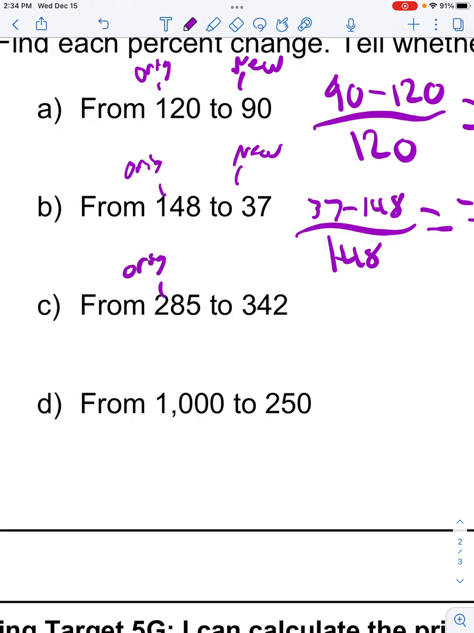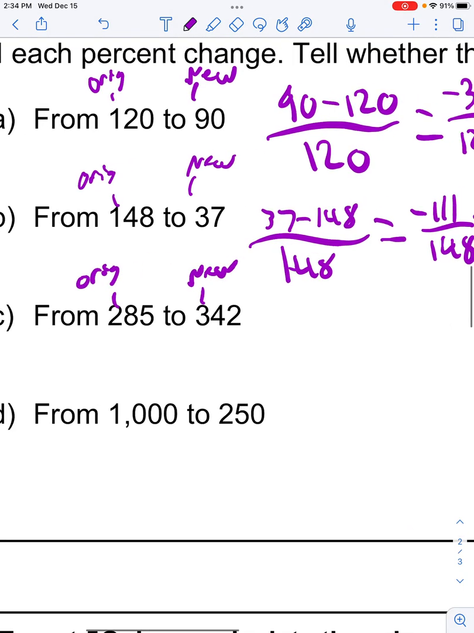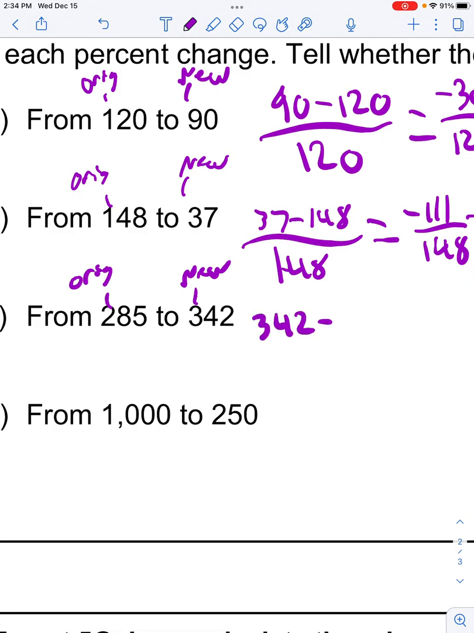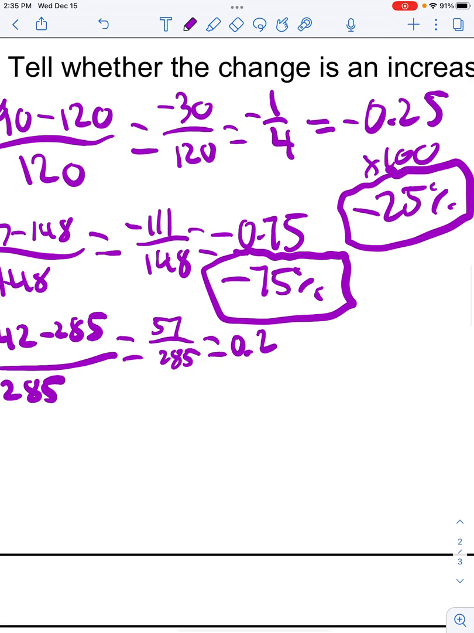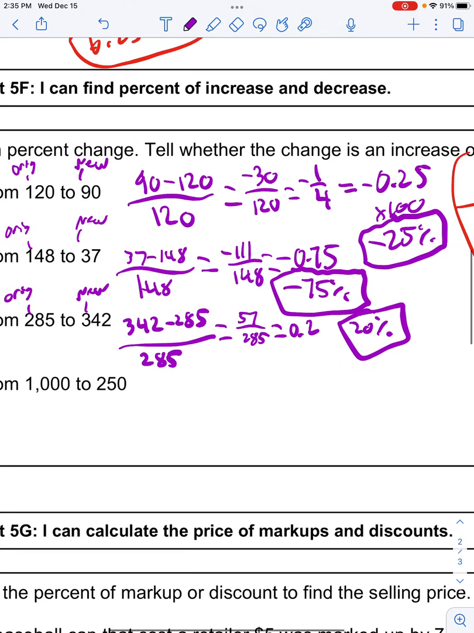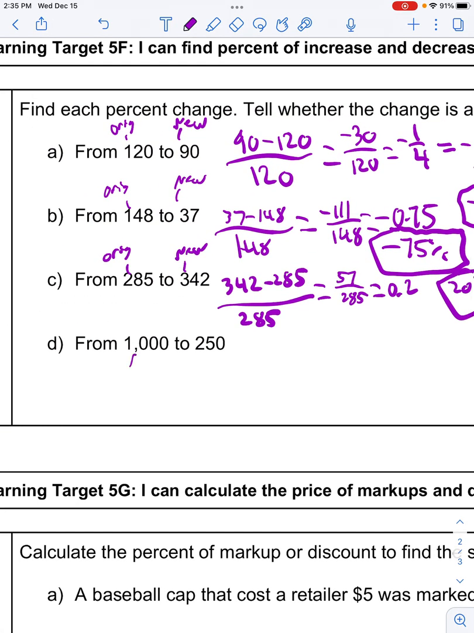Now these ones, I'm starting with a smaller number and ending with a bigger number. So my answer should be positive. I should have a positive answer. 342 minus 285 is 57, so 57 over 285 is 0.2, which when you multiply it by 100, move that decimal over, you get 20%. Positive.